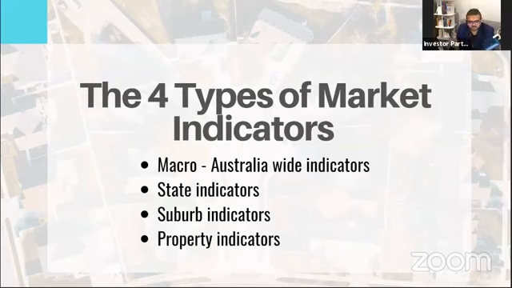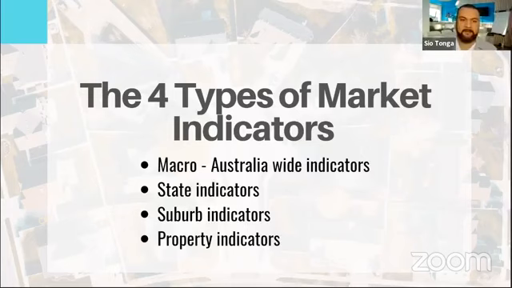These refer to infrastructure, jobs, gentrification. Yes, they play a bit of a role, but they do not define how an individual property or a suburb property is doing. These also include the level of building approvals, supply, housing affordability, etc.